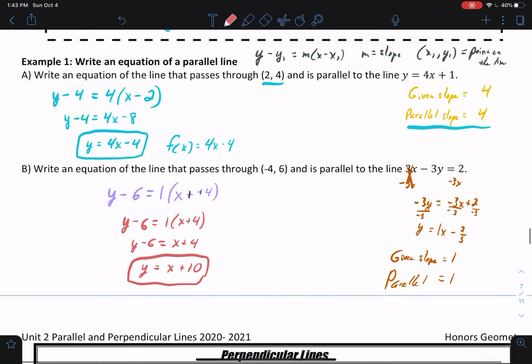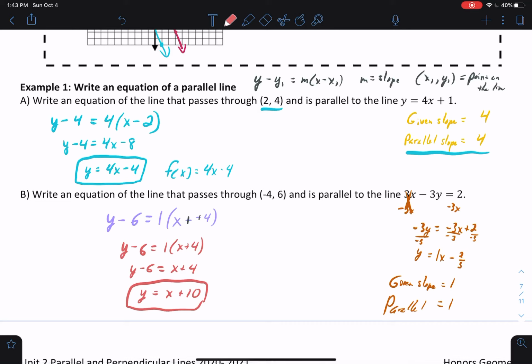All right, in the next video, we will talk about perpendicular lines. How can we write perpendicular lines? Make sure to check that out.